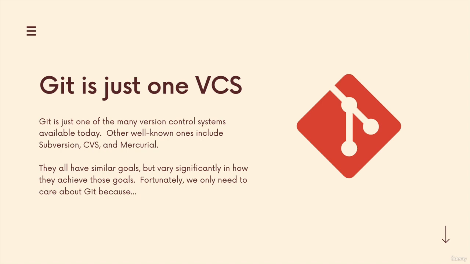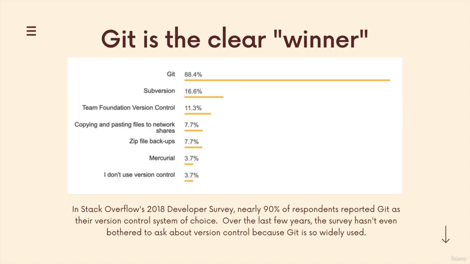Over the years, they've kind of come and gone, but some of the more well-known ones include Subversion, CVS, and Mercurial, and they all have similar goals of helping developers or helping users track changes to projects over time, but they do have significant differences in how they operate, the syntax, and how they achieve those goals. But the good news for us, obviously this is a Git course, so we're going to learn Git, but there's a good reason to learn Git. It is the clear winner. If there ever was a version control system war, Git is clearly the most popular these days.